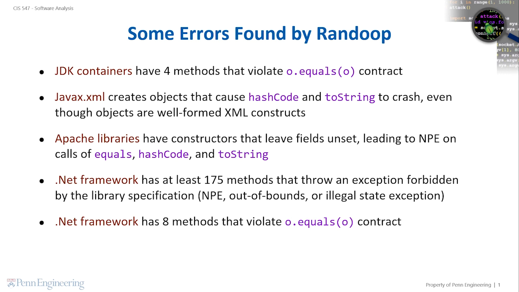This includes at least 175 methods that throw an exception forbidden by the library's specification, such as a null pointer exception, an array index out of bounds exception, or an illegal state exception. Randoop also discovered 8 methods in the .NET framework that violate the reflexivity property of the equals method.